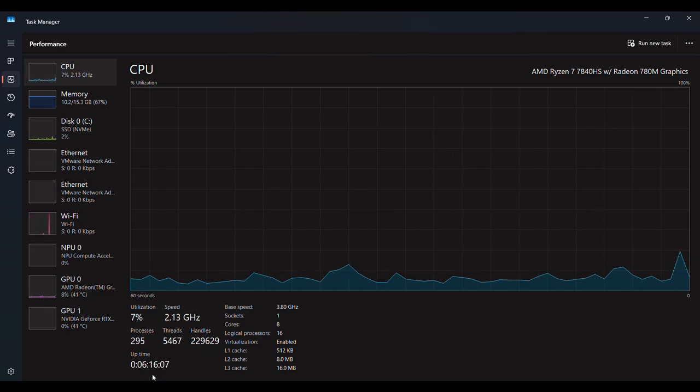The uptime value represents how long the operating system has been running since the last restart. This metric is useful during troubleshooting because prolonged uptime may sometimes contribute to memory accumulation or resource degradation. In enterprise environments, administrators often monitor uptime when diagnosing stability or performance related issues.